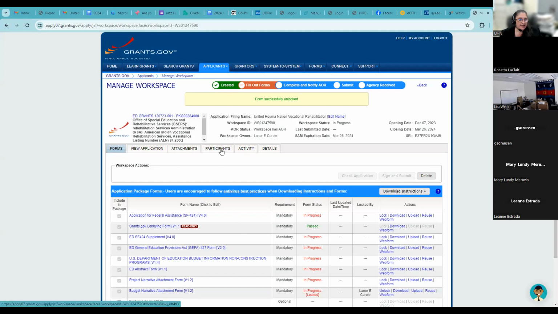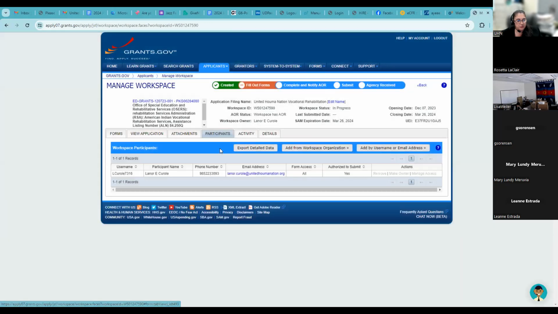If you need to share access with anyone, you would come here on this participant and you would add either from workspace organization, depending on how things are set up within your entity, or by their username or email address. So this may be where you need to give access to the AOR so they can do the actual submission. That's how you would include them.